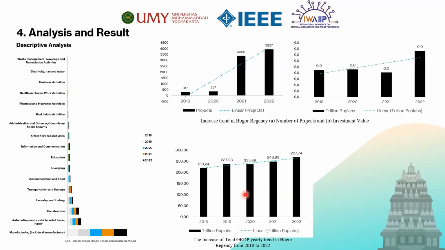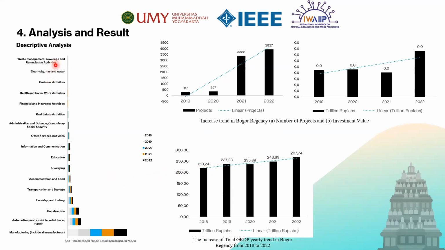For the analysis and results, based on the descriptive analysis, we can see first a linear increasing trend in Bogor Regency, consisting of the number of projects increasing, and also the investment value. So we can see that this is a very positive impact for the Bogor region. And third, we can see the total GRDP increasing yearly, by trend from 2018 until 2022, which shows that the region is growing both in investment and also in GRDP.